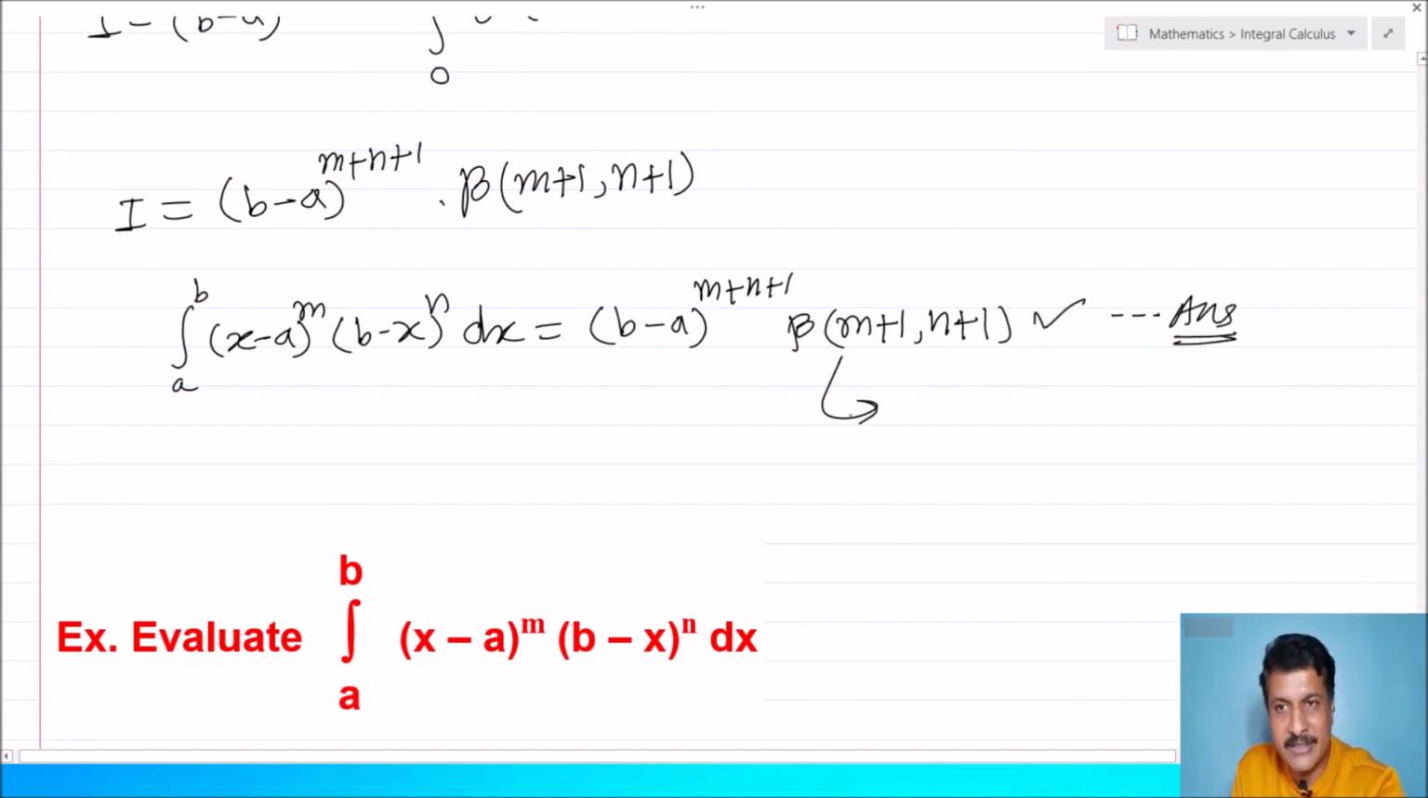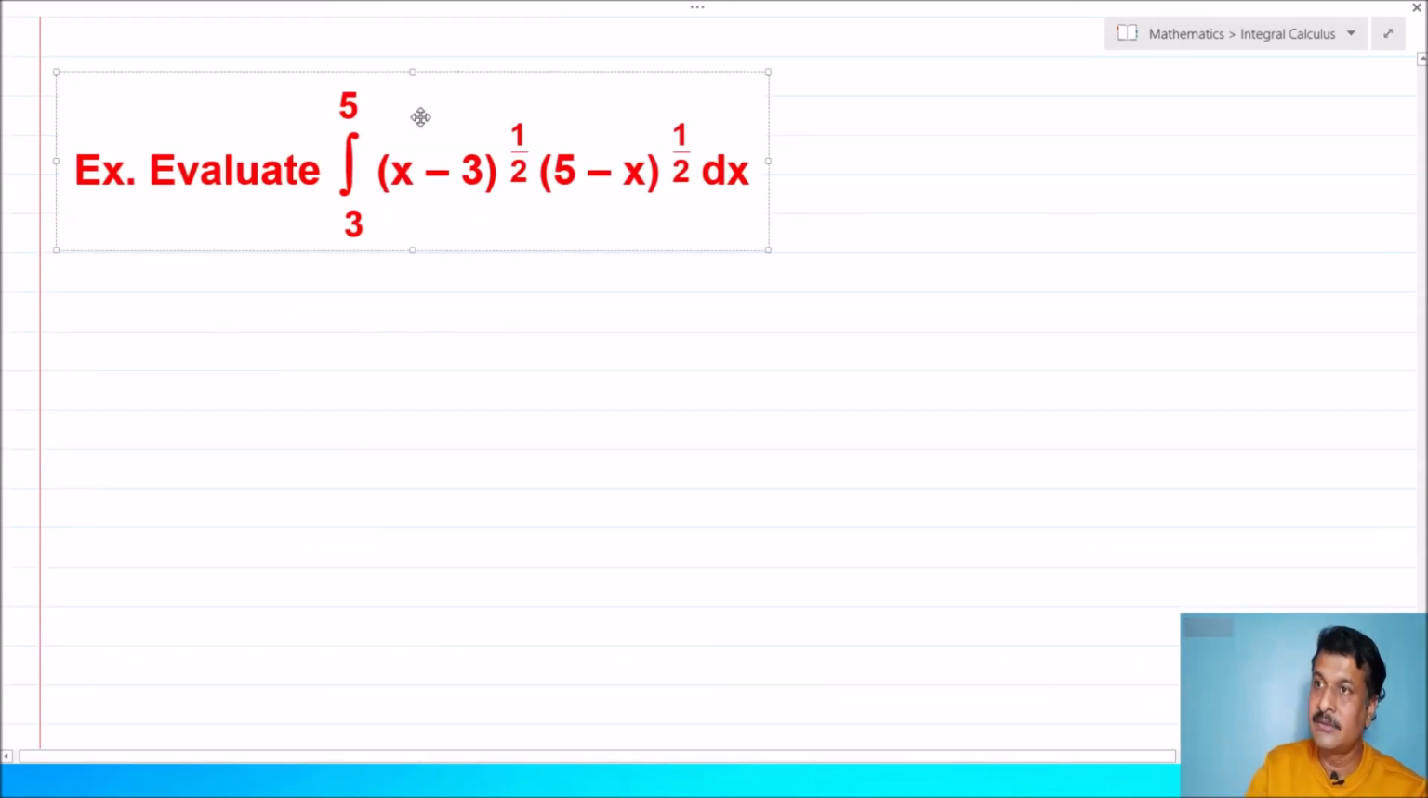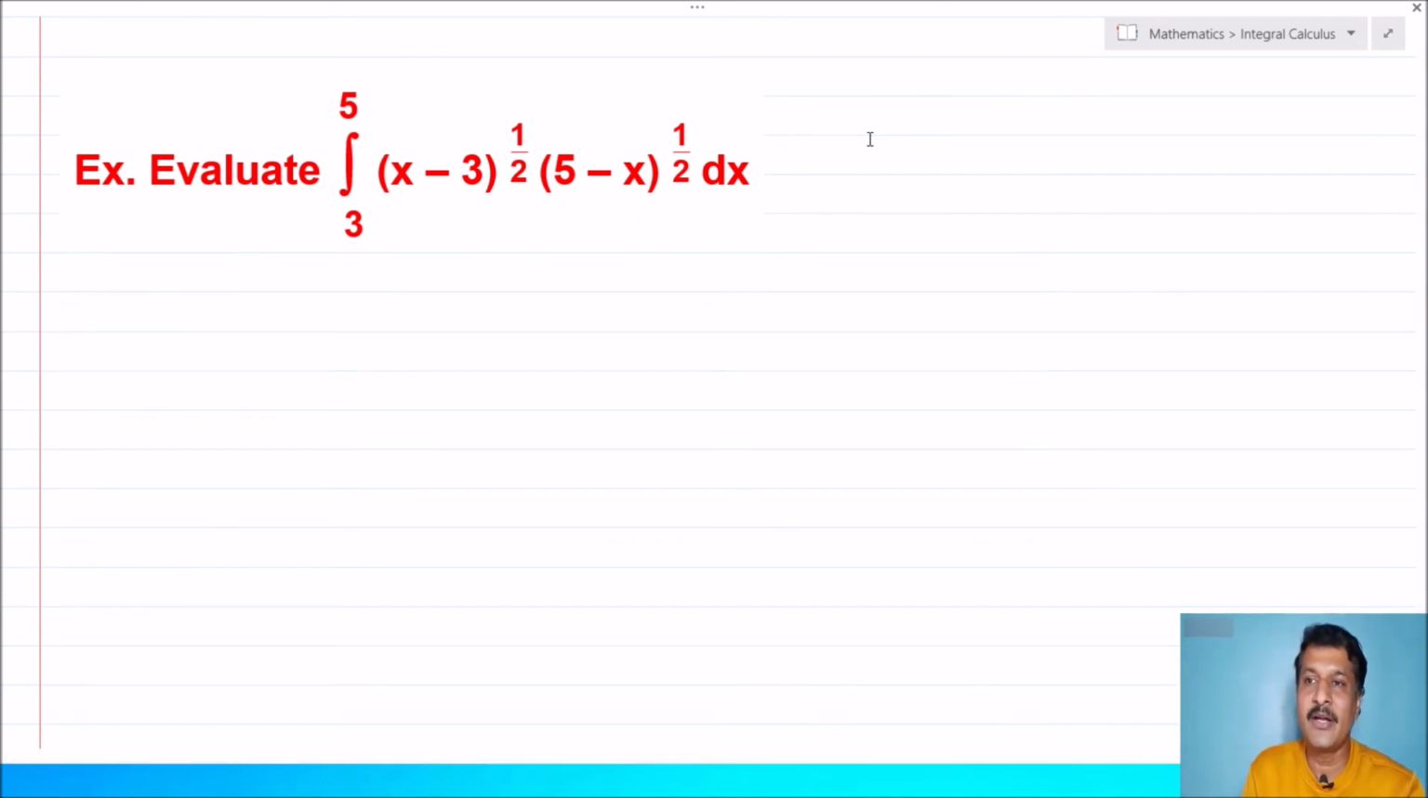One may convert this beta into gamma function, that is the gamma separation upon gamma addition. Suppose here the numbers or any numerical values or particular values of m and n are given, then you must simplify this in gamma and then we'll get a numerical value. Now consider a similar example. Evaluate integration 3 to 5 (x minus 3) raised to half into (5 minus x) raised to half dx.